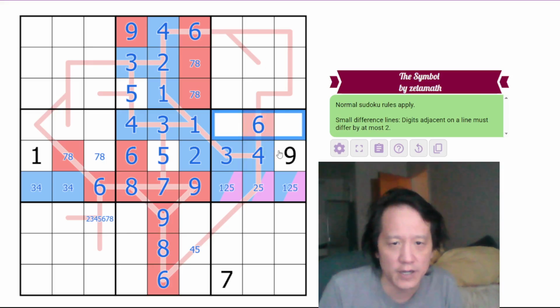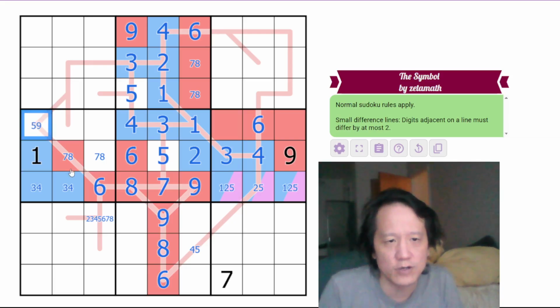So these are all high digits. This is a low. This cannot be low here. This has to be high or a 5. So this could be 5 or 9 here. These are 2, 5, or 9.